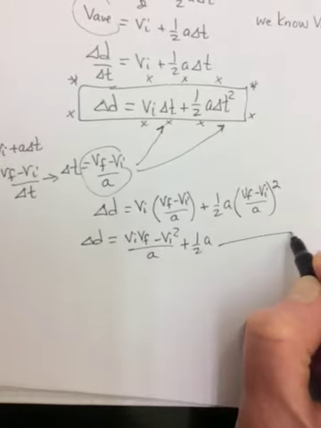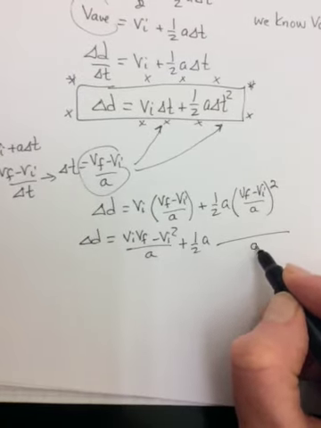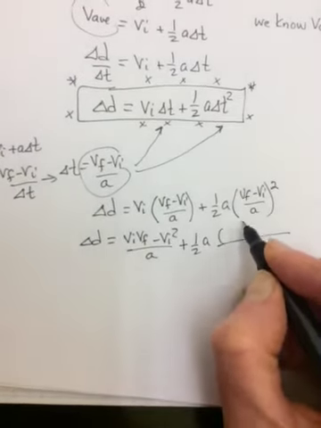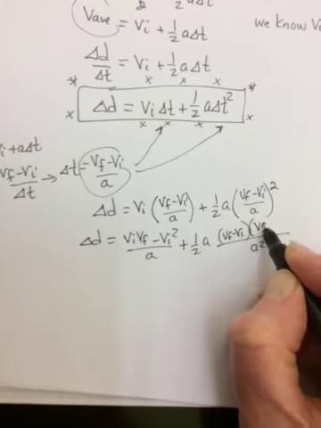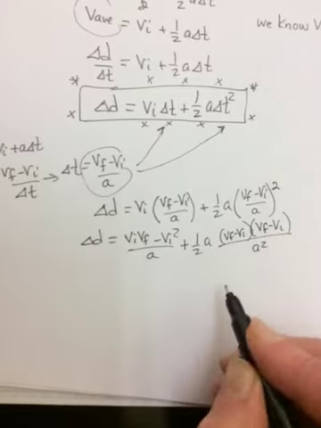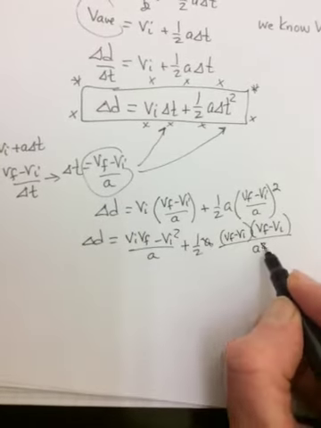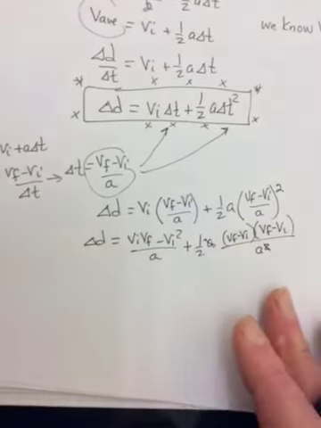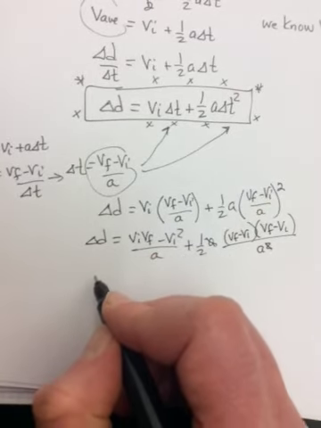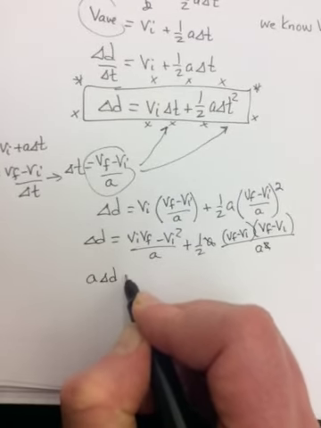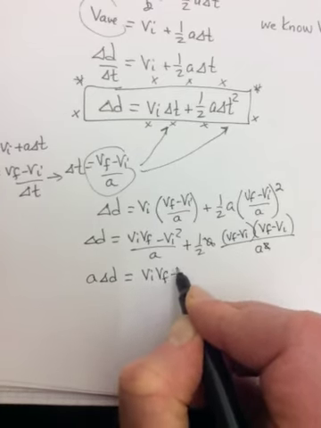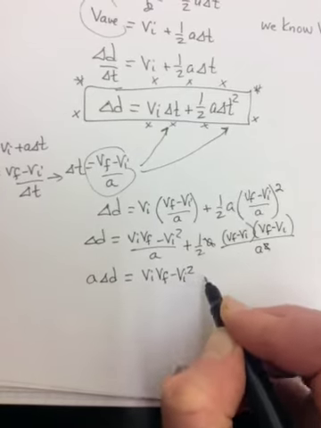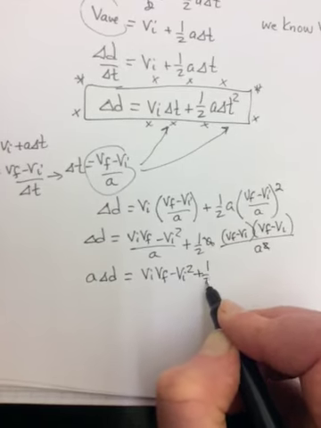1/2 a, and when I square this, it'll be a squared on the bottom, and on the top it'll be vf minus vi times vf minus vi. All right, this a will cancel with the squared, so now I have an a under everything, so I might just bring it up here. So it'll be a delta d, and that will equal vf vi minus vi squared plus 1/2, and now I need to FOIL this.